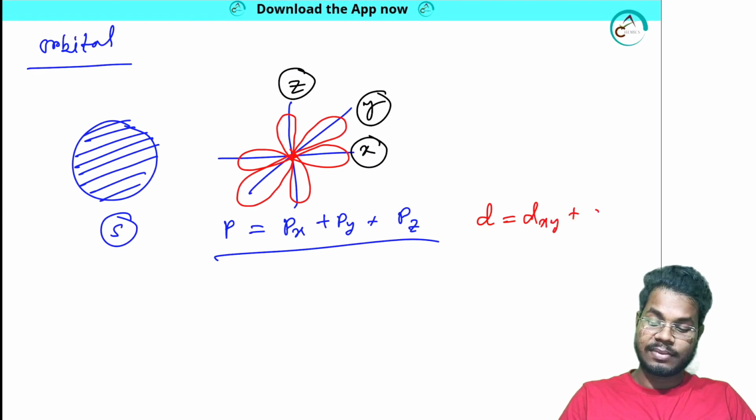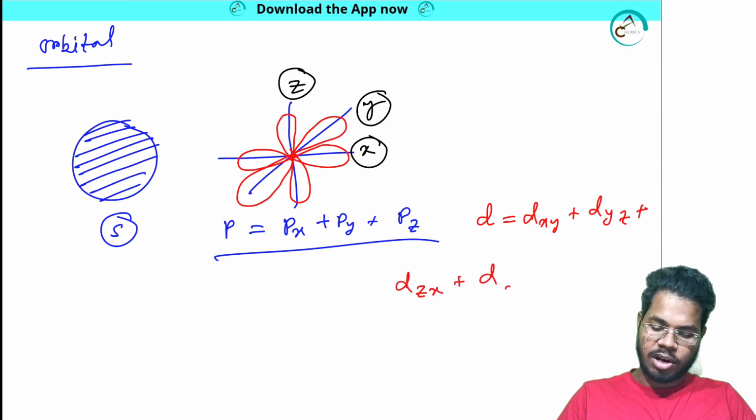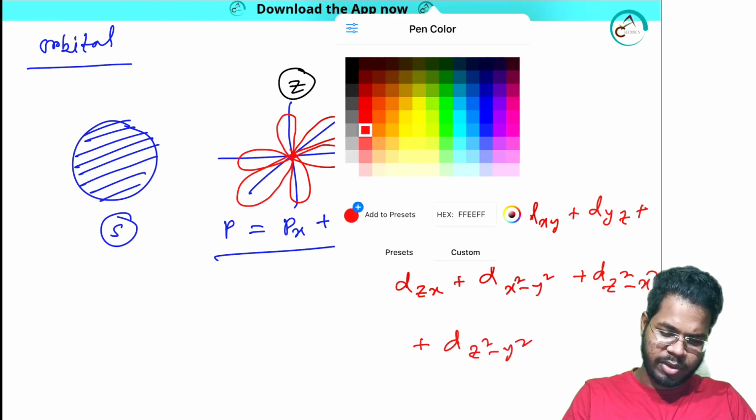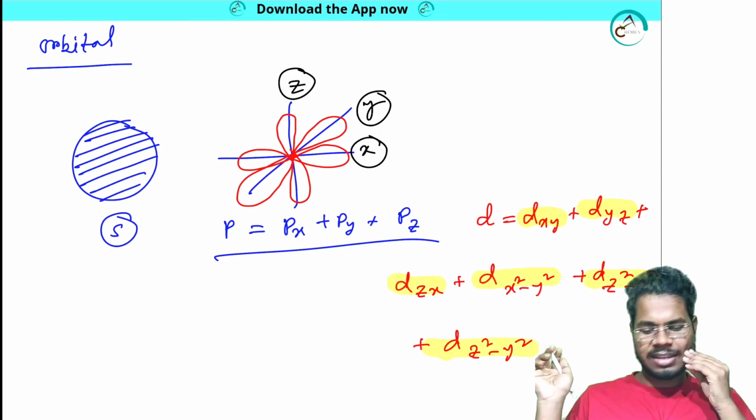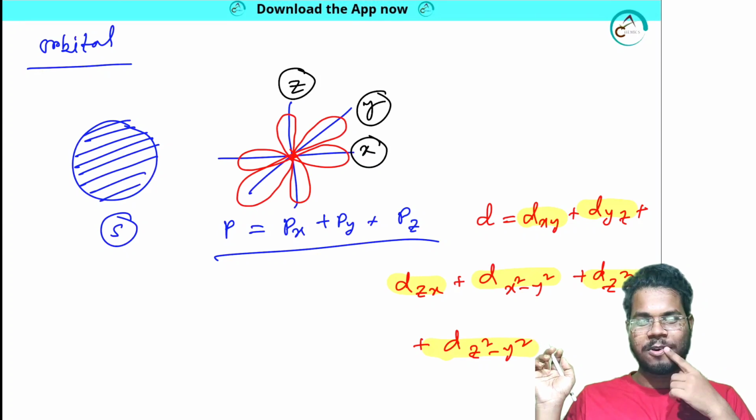dxy, dyz, dzx, dx square minus y square, dz square minus x square plus dz square minus y square. So there should be one more. How many? 1, 2, 3, 4, 5, 6. 6 d orbitals. Is it true? Yes or no?